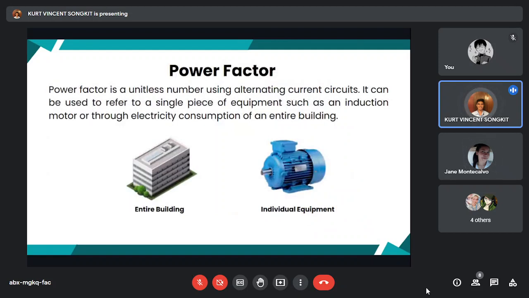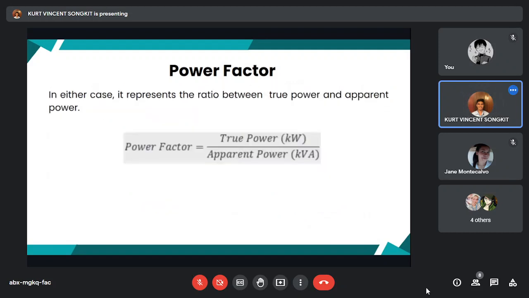Power factor is a unitless number used in alternating current circuits. It can be used to refer to a single piece of equipment such as an induction motor, or to the electricity consumption of an entire building. In either case, it represents the ratio between true power and apparent power. So the formula used for power factor is equal to kW divided by kVA.